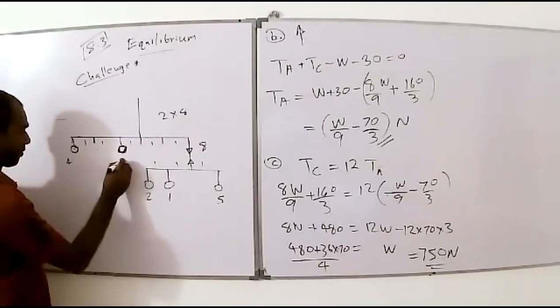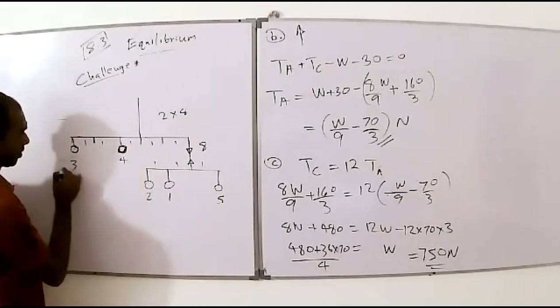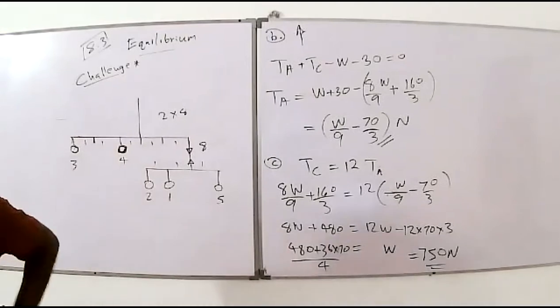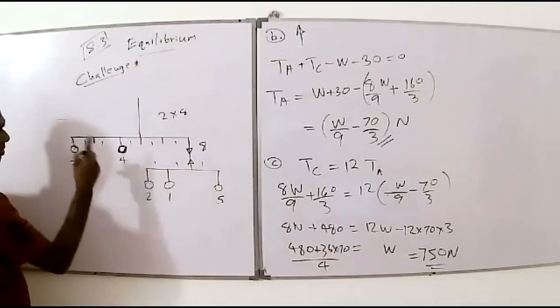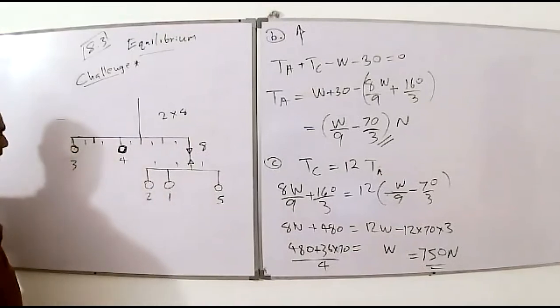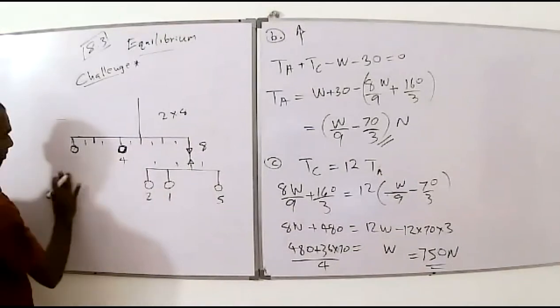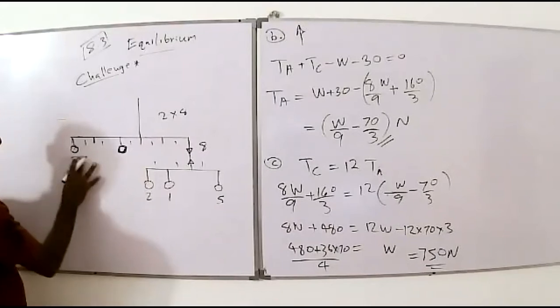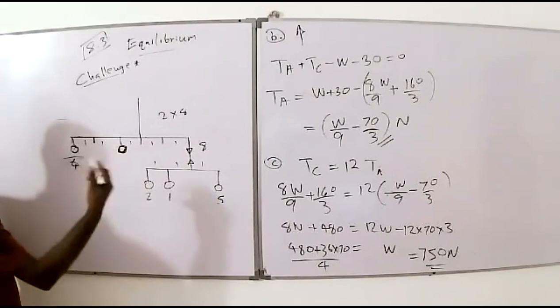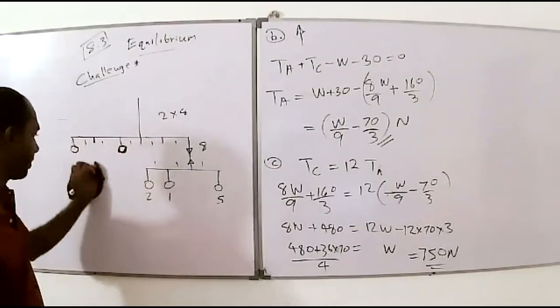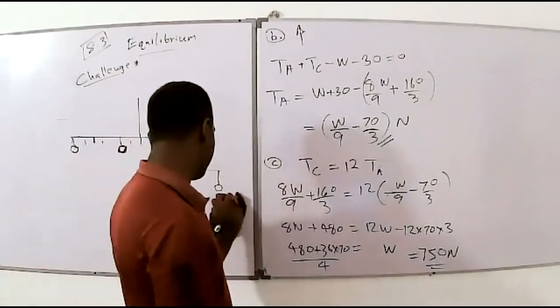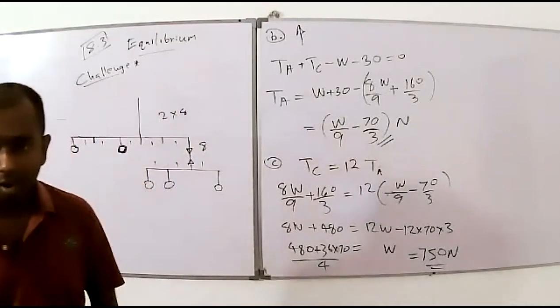What if I put 4 here and 3 here? 3 into 3, 9, 9 plus 4, 13. It's not working. If I change, 4 here, 4 into 3, 12, 12 plus 3, 15. It's closer, but it's not working either. So it's not a perfect model. Let's see your answers.